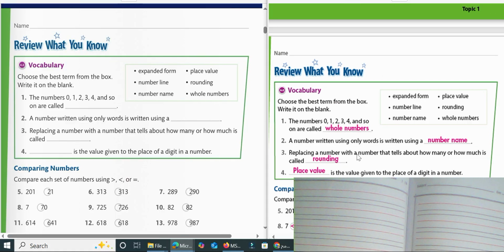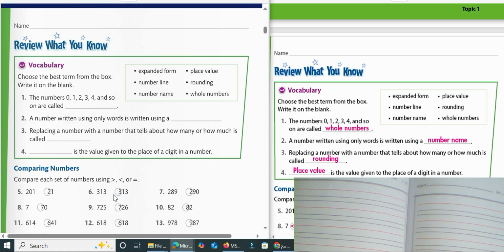A number written as only words, we call it a number name, or word form. Replacing a number with a number that is about how many or how much is called rounding. And number 4, place value is the value given to the place of a digit in a number.